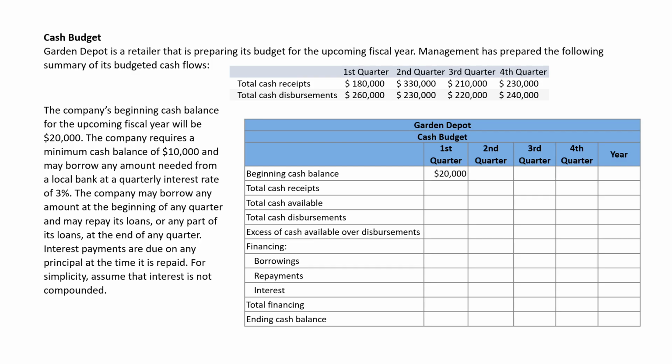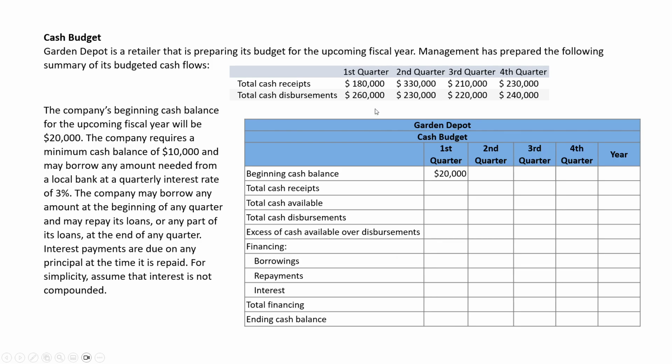Once we've gotten all those from sales, materials, labor, overhead, and selling administrative, we're going to use that information, the cash coming in, the cash spent, to then prepare our cash budget. That's why we needed to prepare all our other budgets before that. In this particular example, we're going to do the cash budget for the year broken down by quarter.